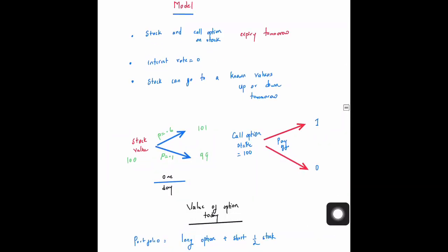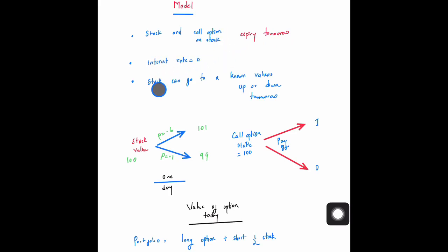Now let us get to the core of the model. Let us consider that we have a stock, and let us also consider a call option on this particular stock, which expires tomorrow. For the time being, let us consider interest rates to be 0.